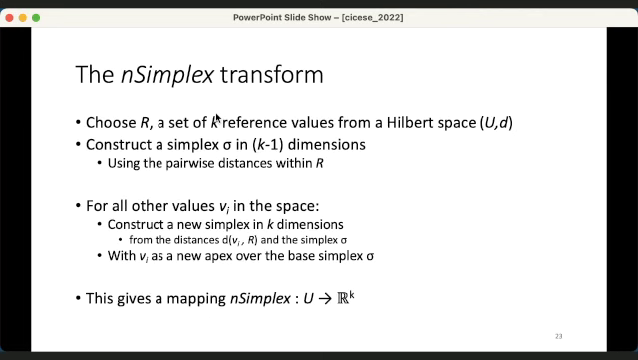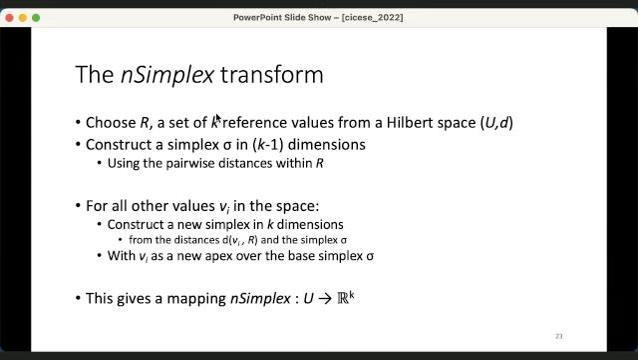So we use this ability to define the transform from the whole space into the Euclidean space. First of all, we're going to choose a relatively small set of k objects from the Hilbert space, and construct a simplex in k-1 Euclidean dimensions. And we have an algorithm for doing that. I don't know if that was obvious or not. I had to invent it because I couldn't find it on Wikipedia, which is obviously my go-to for solving this sort of problem.